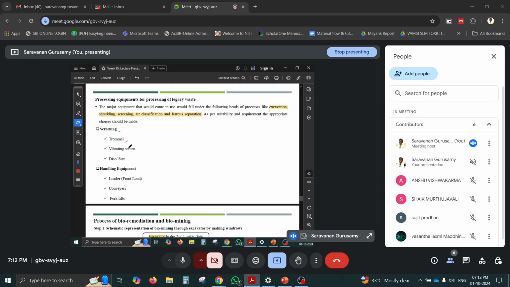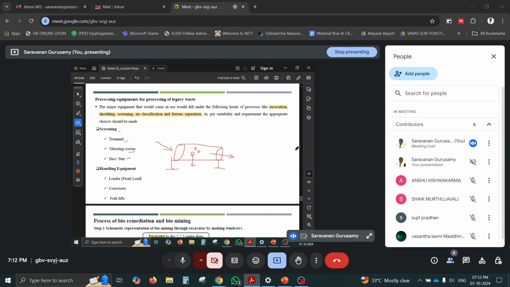For screening, we can use trommel, vibrating screen, and disc screen. A trommel screen is a drum-like structure. If you feed the waste in, we have different holes of 100 mm, 4 mm, and 6 mm diameter. If it is a 100 mm trommel, whatever particle is less than 100 mm will come out, and whatever is greater than 100 mm will go out. This is a simple compost-screen-like structure that will segregate the waste.